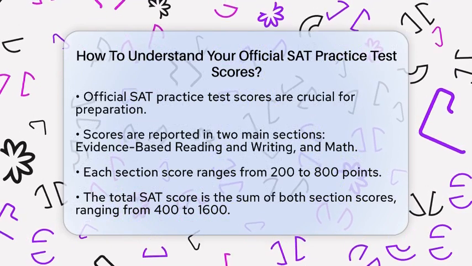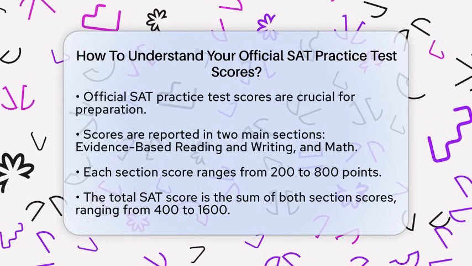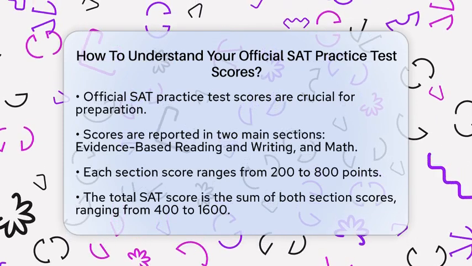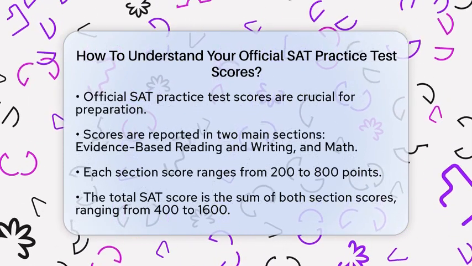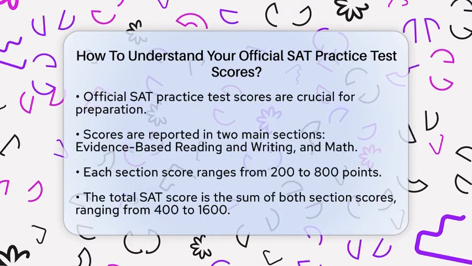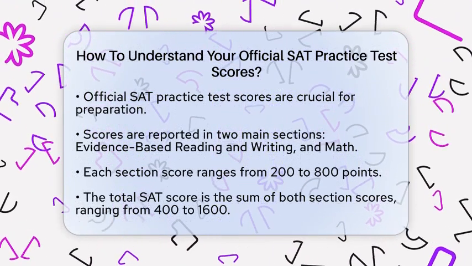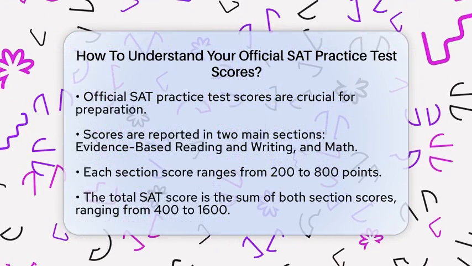When you complete an official SAT practice test, your performance is reported in a few key areas. The SAT score consists of two main sections: evidence-based reading and writing, which are often combined, and math. Each section score ranges from 200 to 800 points, and your total SAT score is the sum of these two section scores, ranging from 400 to 1600.